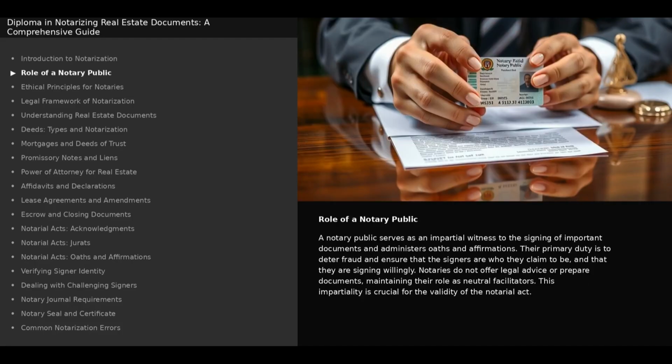Role of a notary public. A notary public serves as an impartial witness to the signing of important documents and administers oaths and affirmations. Their primary duty is to deter fraud and ensure that the signers are who they claim to be, and that they are signing willingly. Notaries do not offer legal advice or prepare documents, maintaining their role as neutral facilitators. This impartiality is crucial for the validity of the notarial act.